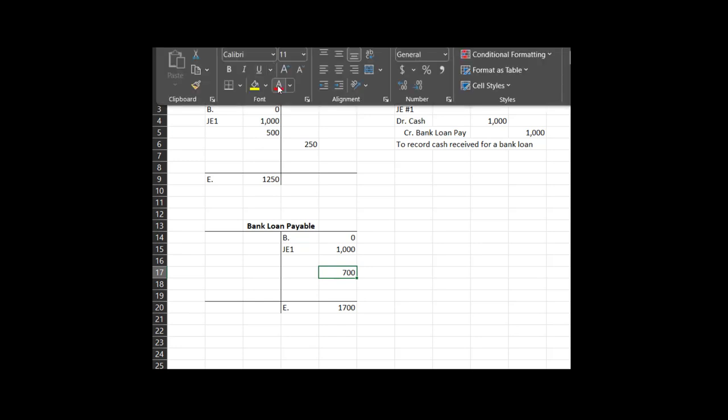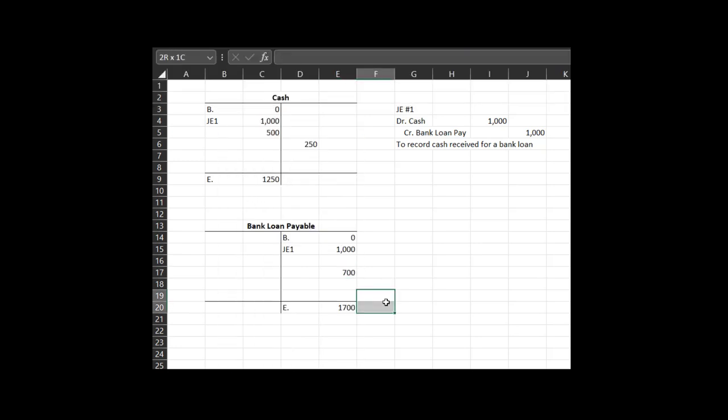Cool. All right, but what if some of the bank loan was repaid during the year? So what if we had a repayment of $375? Cool. All right, well then we add up 1,000 plus 700, and then we minus the debit. And so our ending balance here is $1,325. All right, so cash is an asset account, and bank loan payable is a liability account.